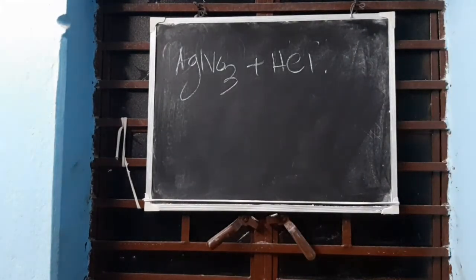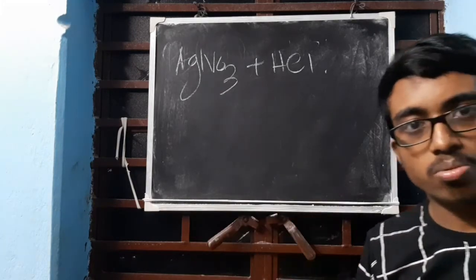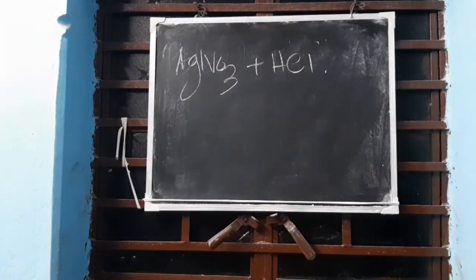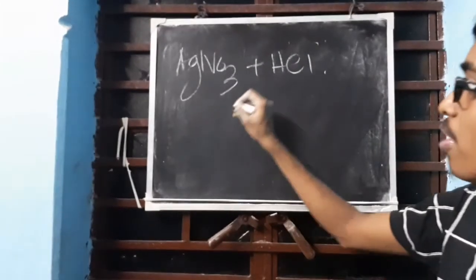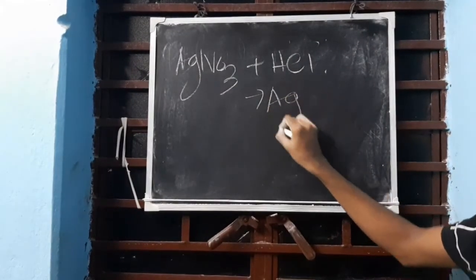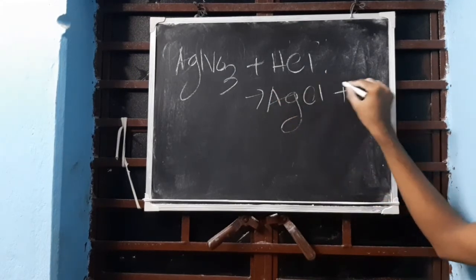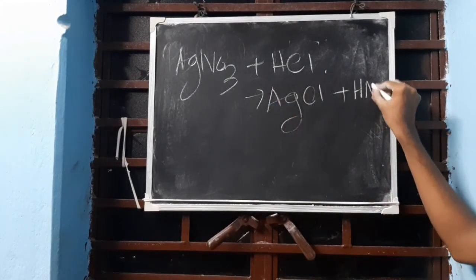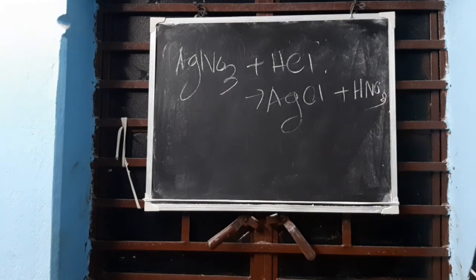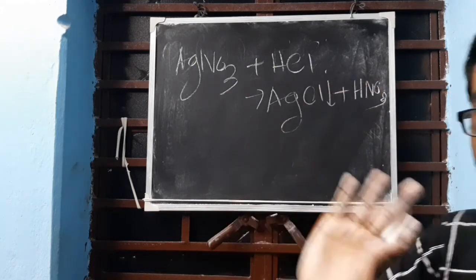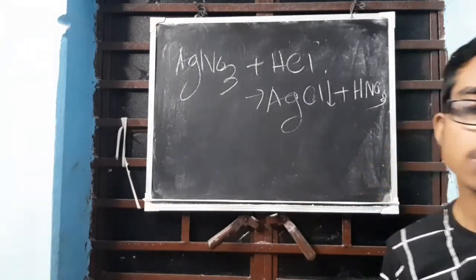Clear? Okay, the color of both is white. Mercury 1 chloride and lead chloride are both white in color. Clear? Now, here what will be formed? AgCl plus HNO3. Correct? AgCl plus HNO3. This is the precipitate. The color is white, a thick white precipitate.